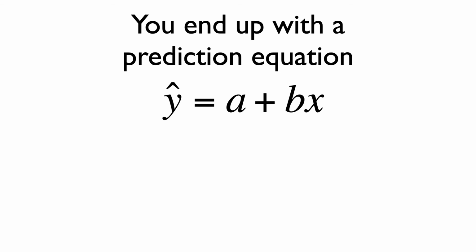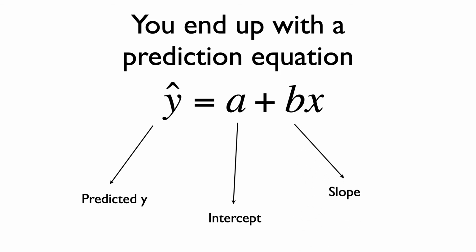So we get this pretty simple equation. That's just a linear function. It's just a line. Right? So y hat equals a plus bx. That's the predicted y equals the intercept, which is just where x equals 0, plus the slope of the line times the x value. Okay? So y hat equals a plus bx.